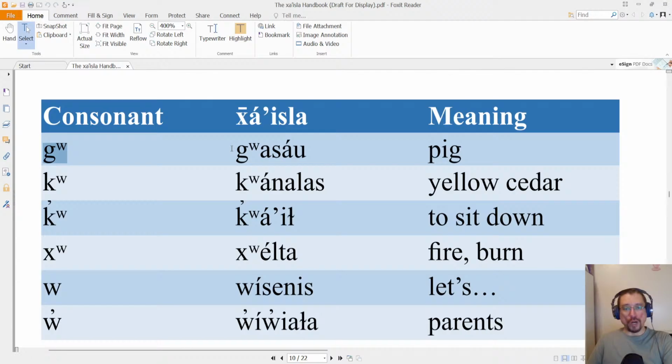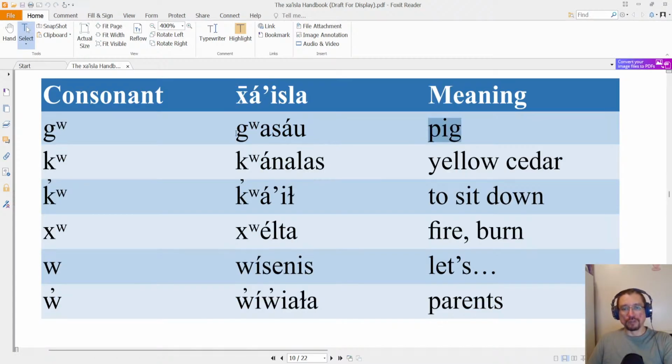It sounds like gua, and the word is guaso, which means pig, which also comes from Chinook jargon. That's an interesting fact. In Chinook jargon, the word pig is kosho. So that was changed to fit the xa'isla sound system to guaso, from kosho in Chinook jargon.